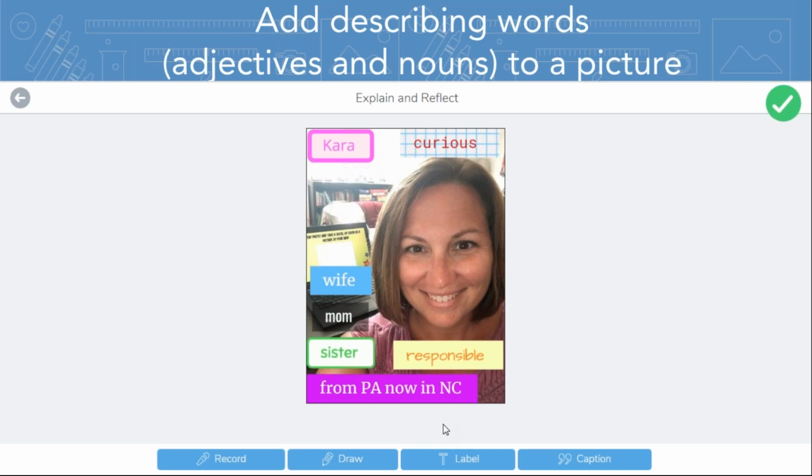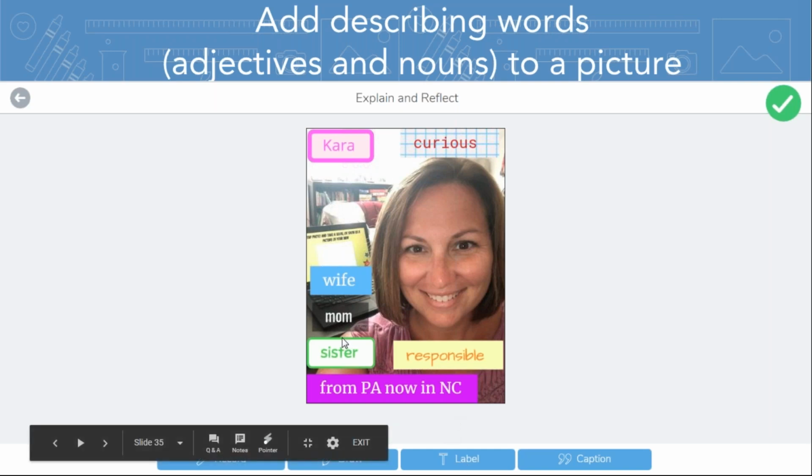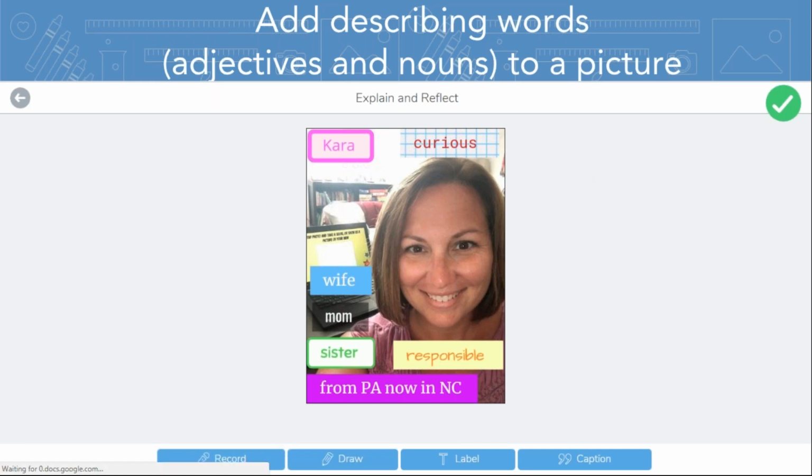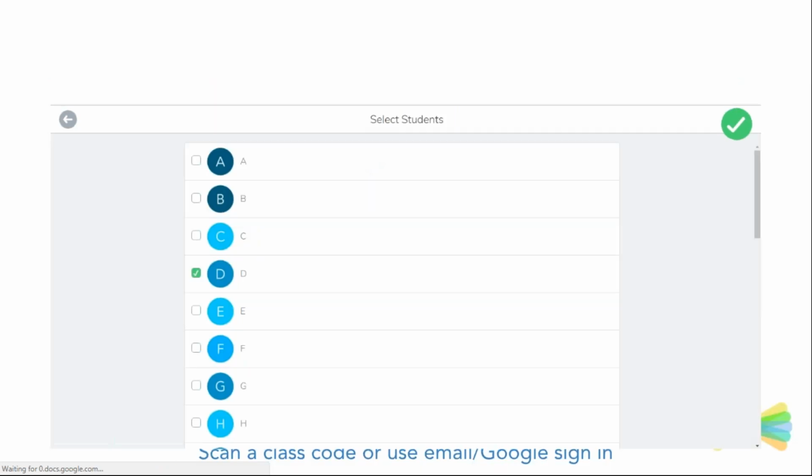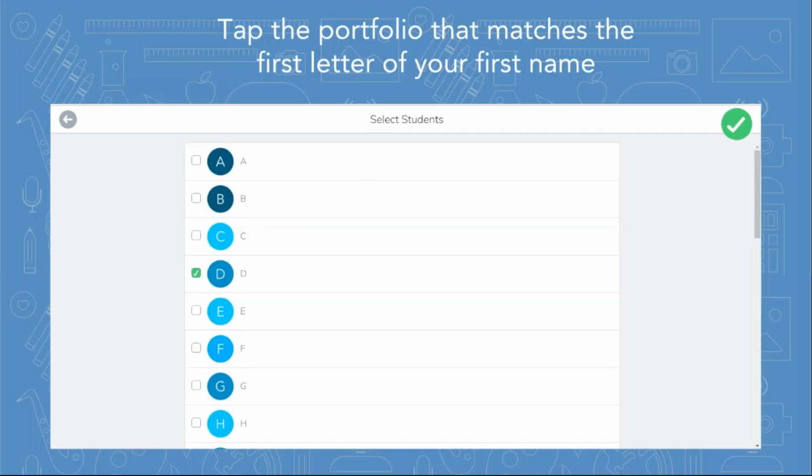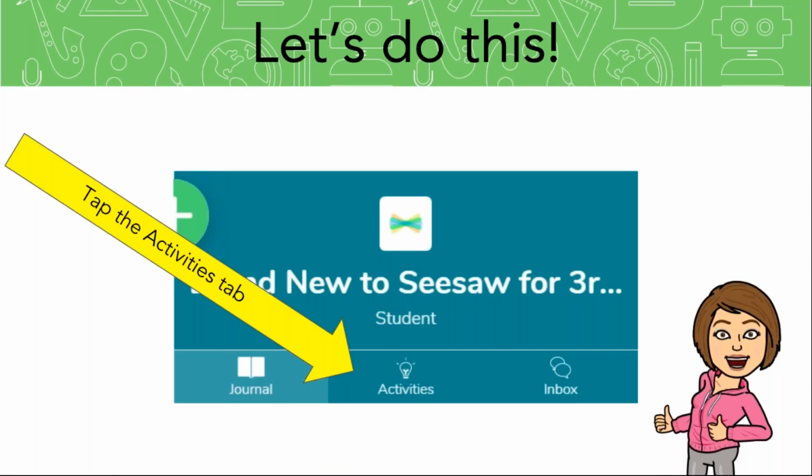What I did to add my describing words was I clicked on the label tool, and you can see you can change the labels to look different ways, but that label tool allowed me to add all of my adjectives and nouns. When I'm done, I would tap that green check mark up in the right corner, and it will pull up the menu of my class list. And I would, again, tap that first letter of my first name. So if my name was Donna, I would choose D, Kara is K, Angela A. You get the picture. But again, this is just for training purposes that we're using the letters of the alphabet. So for your students, you would have their full name there.